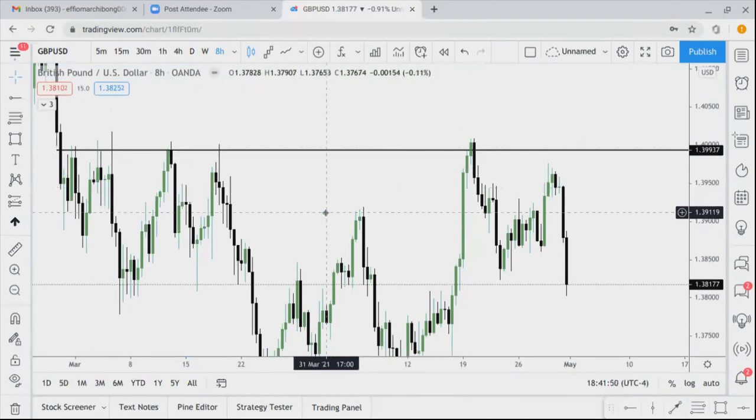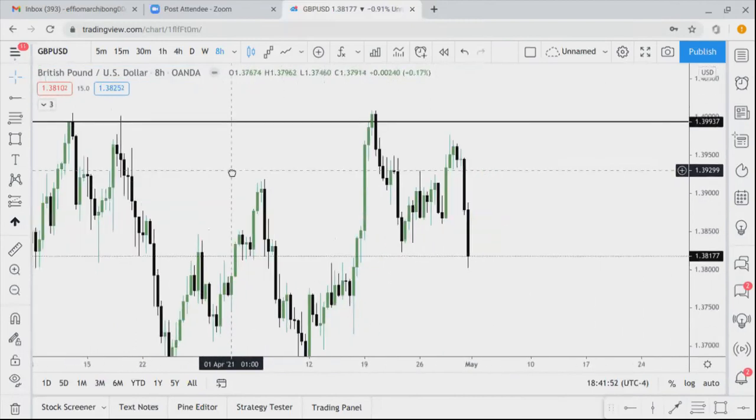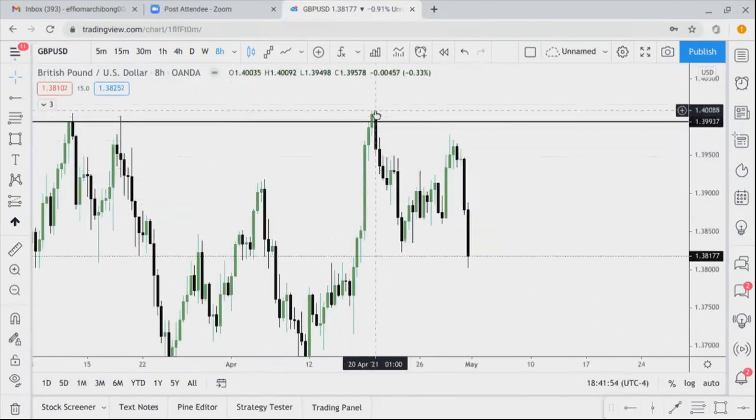Now, what makes this zone valid? What makes this zone valid here happens to be the fact that this bearish engulfing formed here. Now that the bearish engulfing formed there, I'm going to do this.